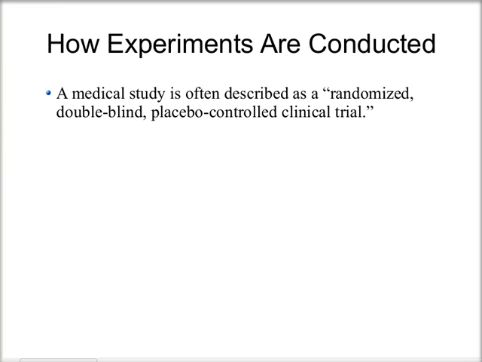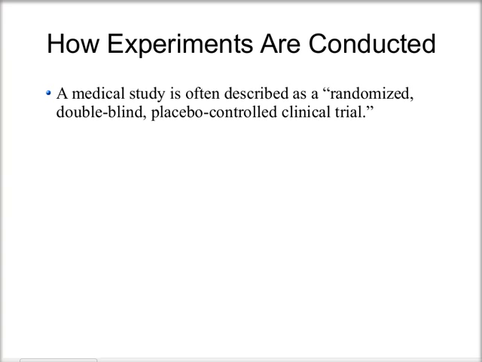So we need to understand some of the words that are sometimes used to describe experiments. A medical study is often described as a randomized, double-blind, placebo-controlled clinical trial. And there are a lot of words in here. Well, the first word is randomized, and we know what randomized means. This means that the group of subjects is randomly split into a control group and a treatment group.